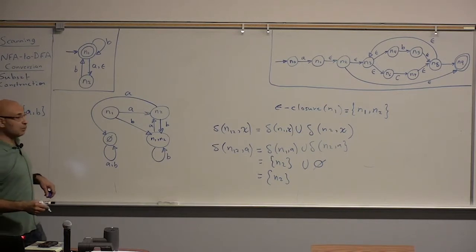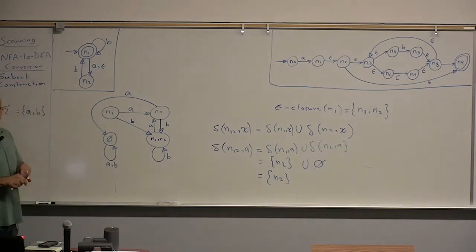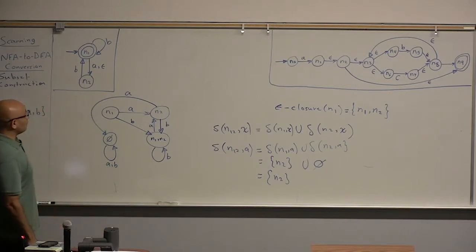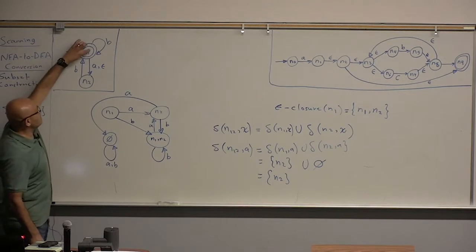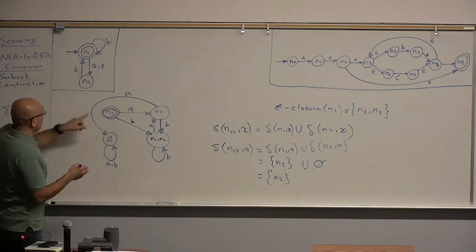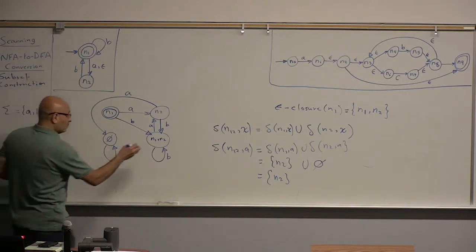So now we have computed all the transitions. So what remains to complete the construction? Final states. Which states are final? Any state that has an N1 in it. Because this is a final state, because it's N1 itself, but also any state that has an N1 in it will be a final state.